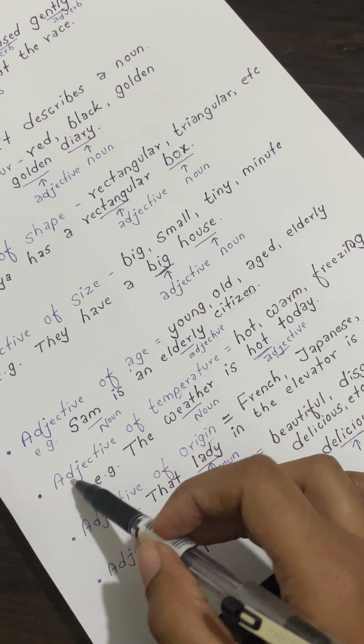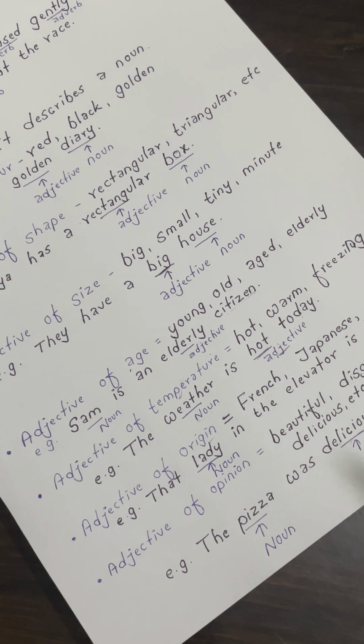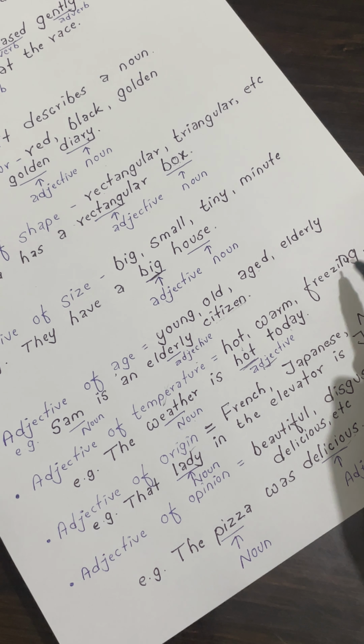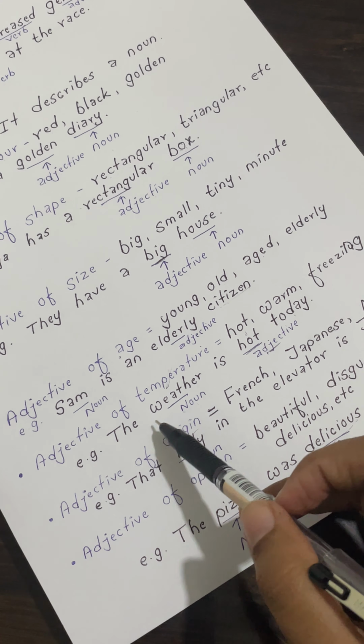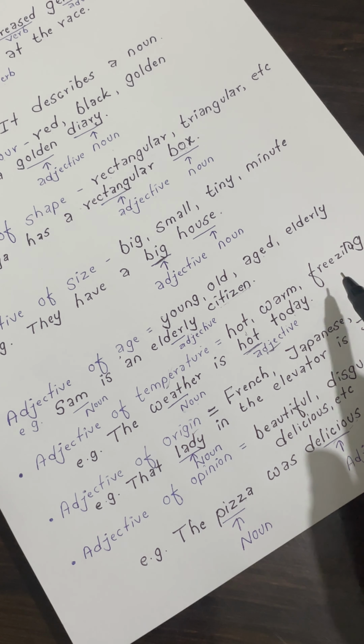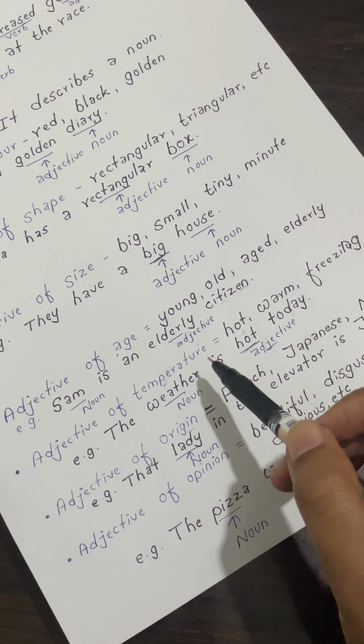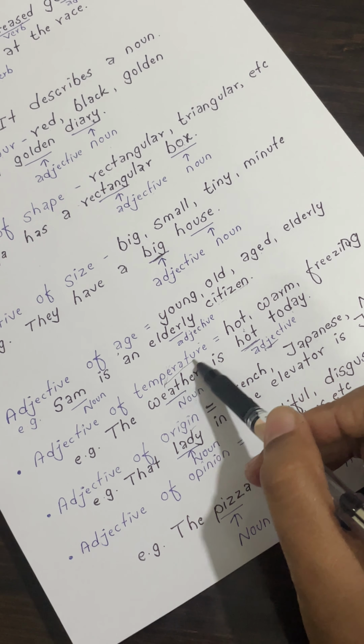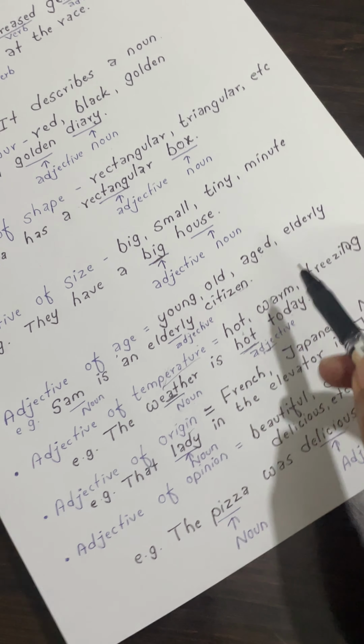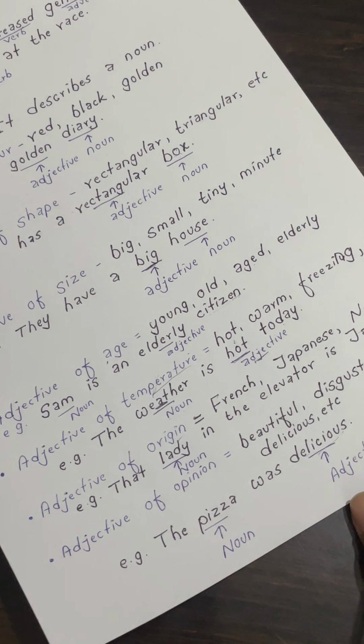Then we have adjective of temperature such as hot, warm, freezing and so on. For example, the weather is hot today. So hot is an adjective, and this adjective is describing the noun which is weather. The weather is a noun, hot is an adjective.